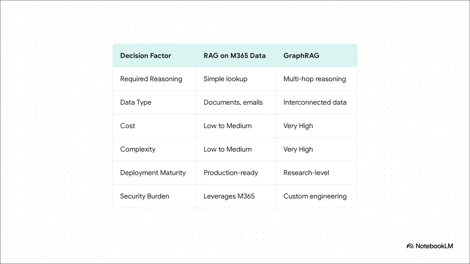And this table right here, this basically puts it all together for you. It's your cheat sheet. Just walk down the list. What kind of reasoning do you need? Simple lookups or complex, multi-step stuff? What kind of data are you working with? And then look at those last three rows: cost, complexity, and maturity. Suddenly, the choice becomes pretty darn clear, doesn't it? One is ready to go today, leverages your existing security. The other is a massive custom engineering project. This table is your guide.